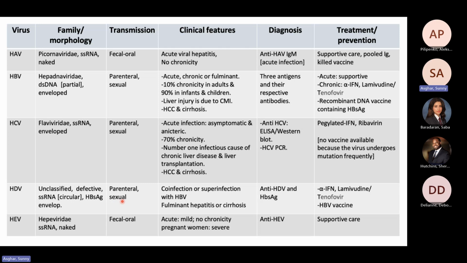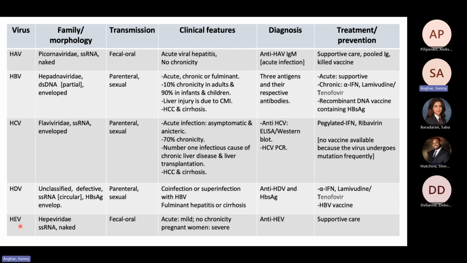And then hepatitis D, right? This is what Kevin had mentioned, co-infection or superinfection with HBV. You would need HBV in order to get hepatitis D, and for diagnosis you would see hepatitis B surface antigen as well as anti-HDV, hepatitis D antibody, as well. And then again, these are the treatments for it.